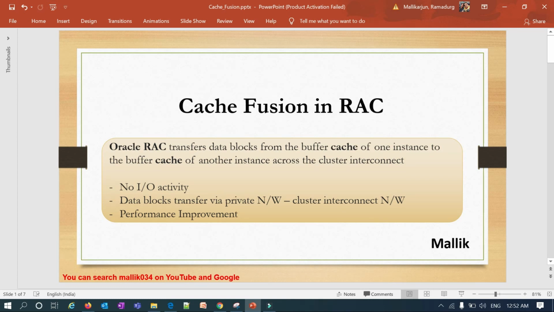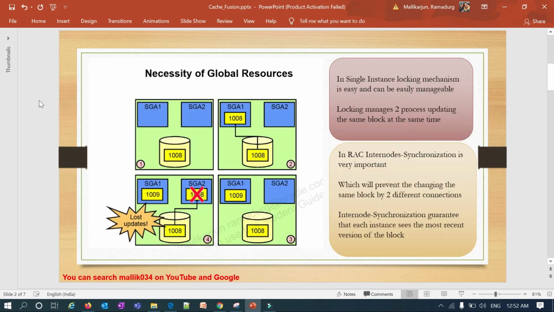And the data block transfer happens via the private network, that is, the cluster interconnect network. Everyone knows the private interconnect is very high speed, so the data movement between the cluster nodes is very fast. That is a performance improvement compared to IO activity, and it is another advantage of cache fusion.